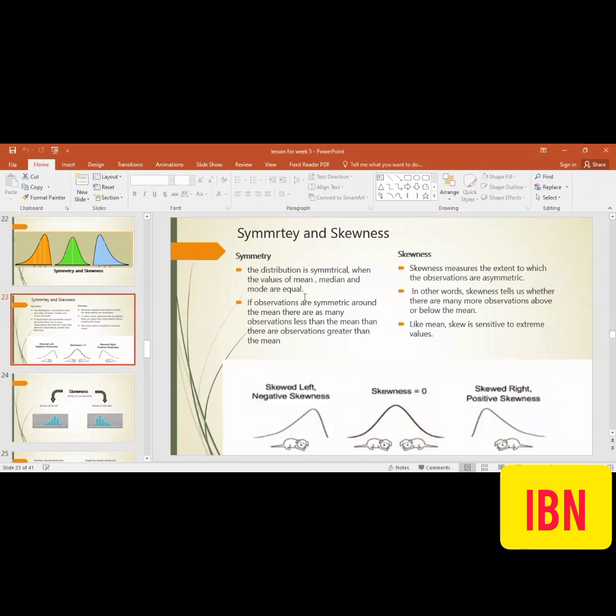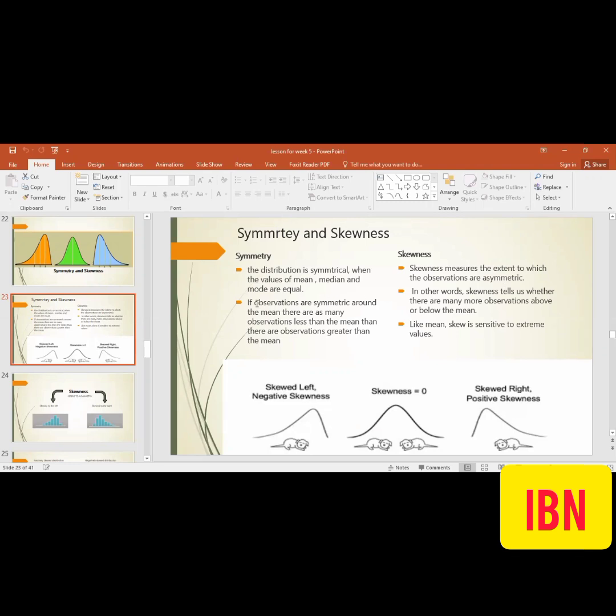Symmetry and skewness. What does it mean? The distribution is symmetrical when the values of mean, median, and mode are equal, as we have seen in the green one. Whereas skewness measures the extent to which the observations are asymmetric, lack of symmetry. Fine.